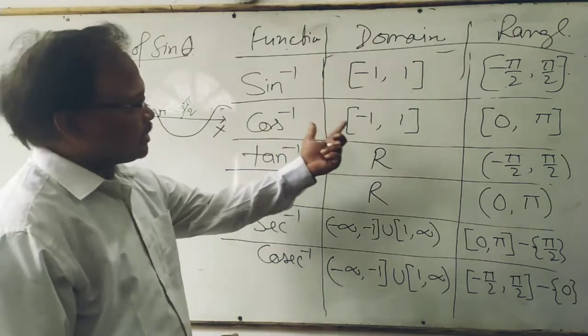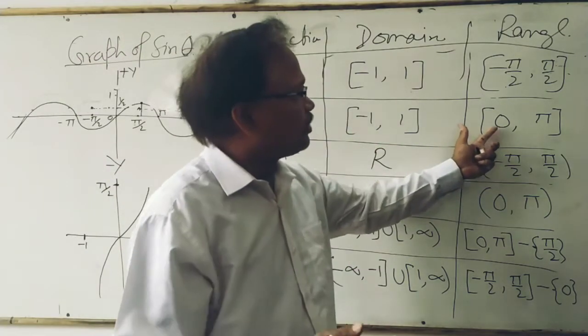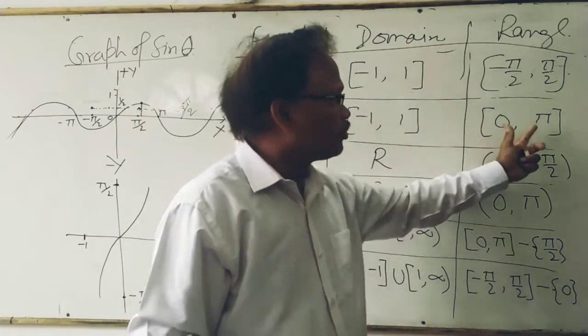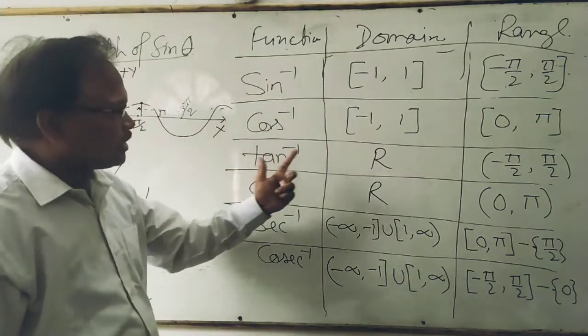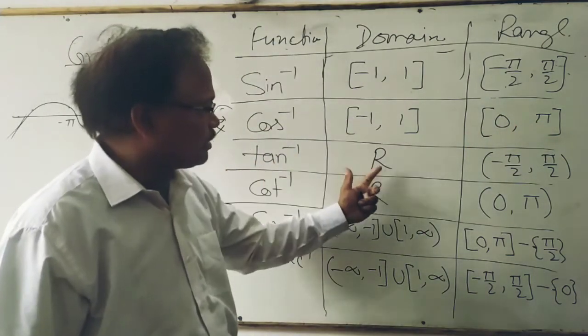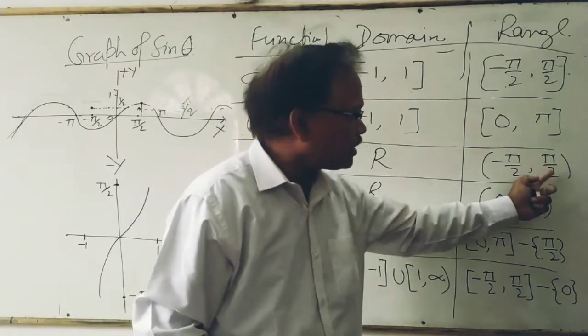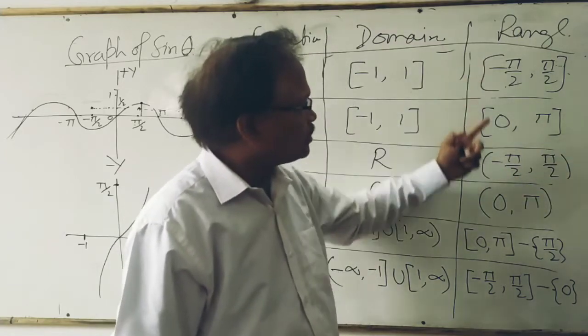For cos inverse the domain is the same, -1 to 1, but the range is the principal value. इसको principal value कहते हैं. ये सारी principal value है 0 to pi. Okay, inclusive of 0 and pi. Similarly, tan inverse the domain is real numbers and the range is minus pi by 2 to pi by 2, but not inclusive. This is the open bracket. इसमें close है, इसमें open है.